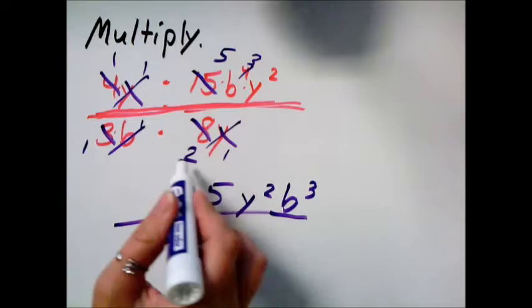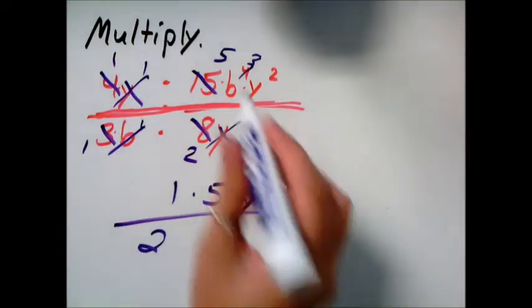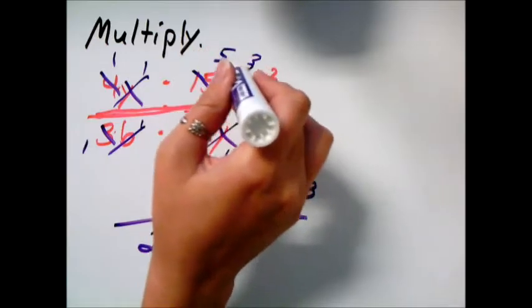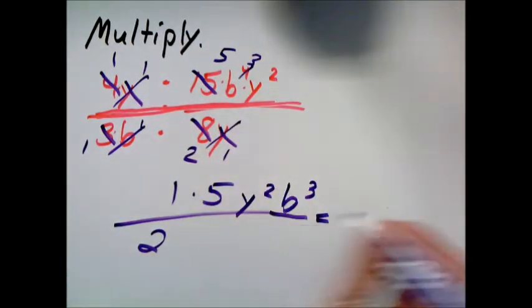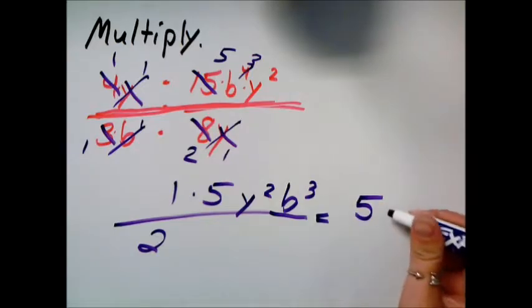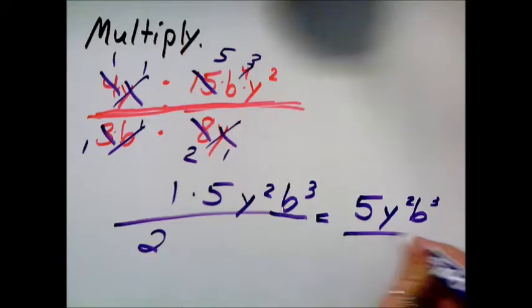All I'm left with on the bottom is 1 times 1 times 2 times 1, so just a 2 mainly. And then on the top I have a 5 and a b to the 3rd and a y squared. So if I've been keeping track of it all along, I could just go right from here, and then I'll just make it look a little nicer. 5y squared b to the 3rd all over 2.